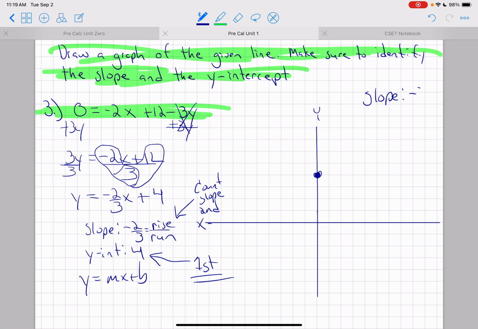And my slope says negative 2 over 3, rise, run. So my rise tells me negative 2, so I'm going to go down 2, 1, 2, and I'm going to run 3, 1, 2, 3. Here's my second point. Here's my line. That's ugly. Let's try that again. Here's my second point. Here's my line. I am good to go.